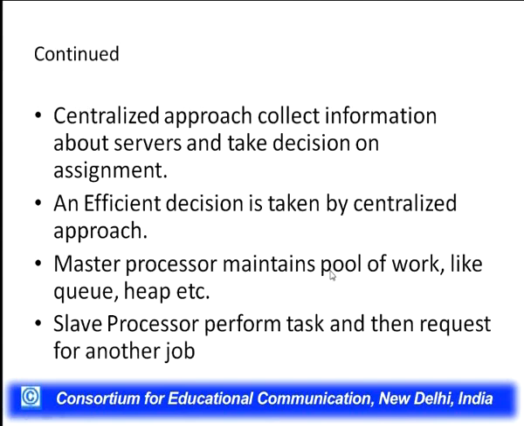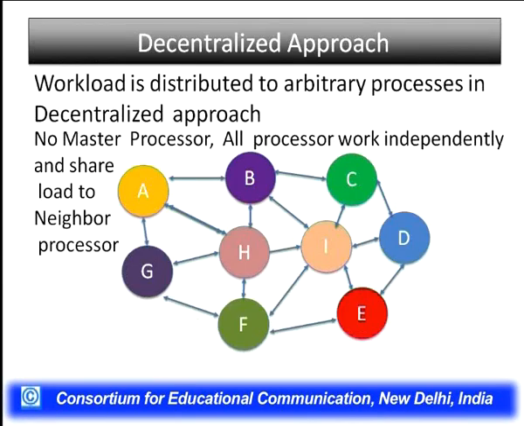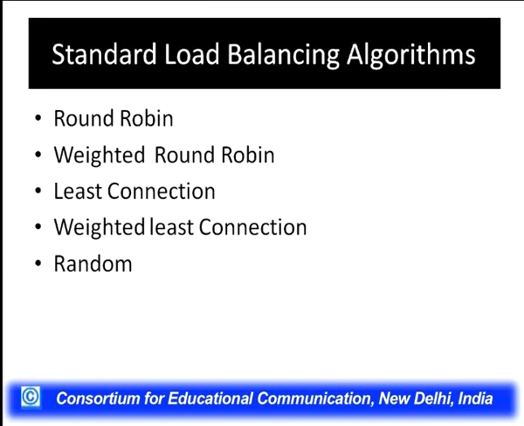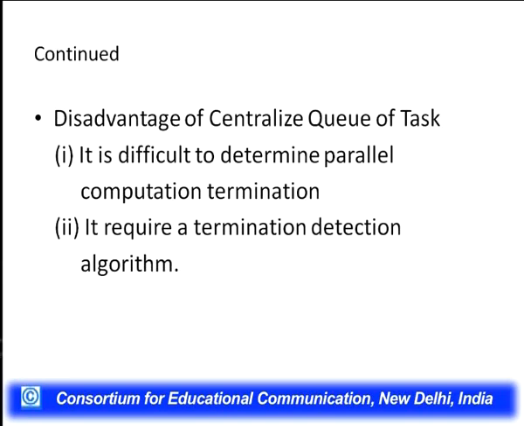The master processor maintains a pool of work in a data structure like a queue and heap, etc. The slave processor performs a task and then requests another job. So it uses the divide and conquer algorithm to distribute the pool of work. The advantages of the centralized approach over the decentralized approach are in queue and task. Multiple processes are used to manage the queue, meaning low effective dynamic task and low continuous delay with access to the queue of tasks. The disadvantages of the centralized queue and task are that it is difficult to determine parallel computation termination, and second, it requires a termination detection algorithm.